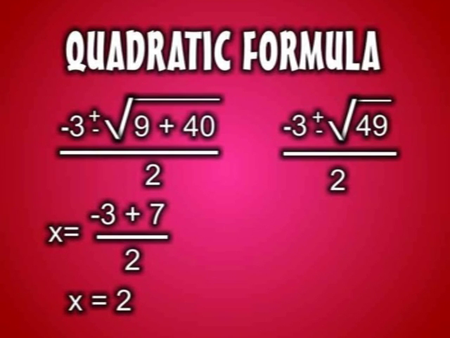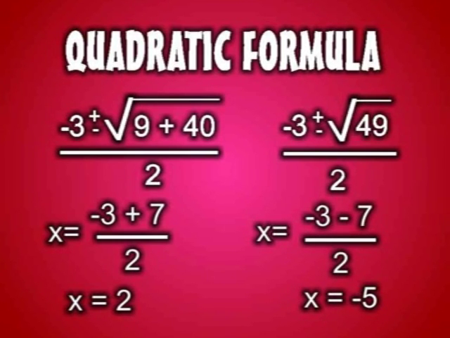plus 7 over 2, which is equal to 2, or minus 3 minus 7 over 2, which is equal to negative 5. Again, it gave me the same two x values, and it should.